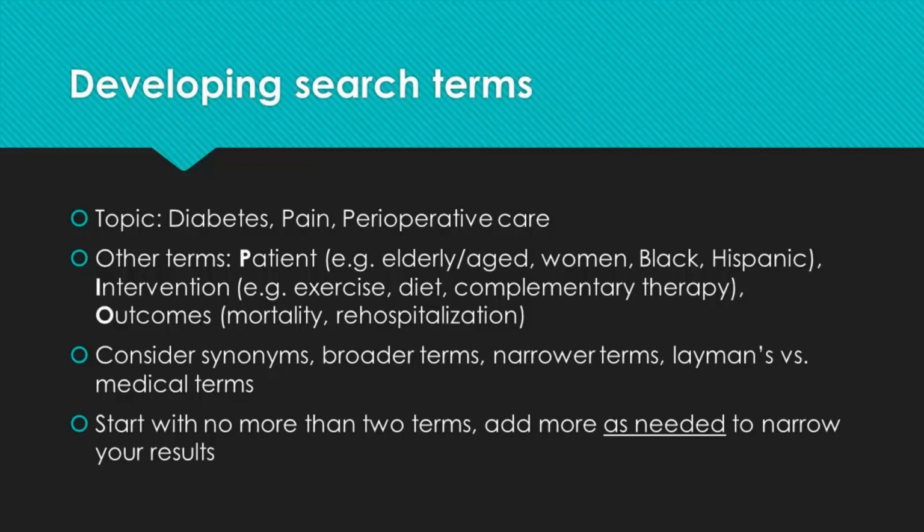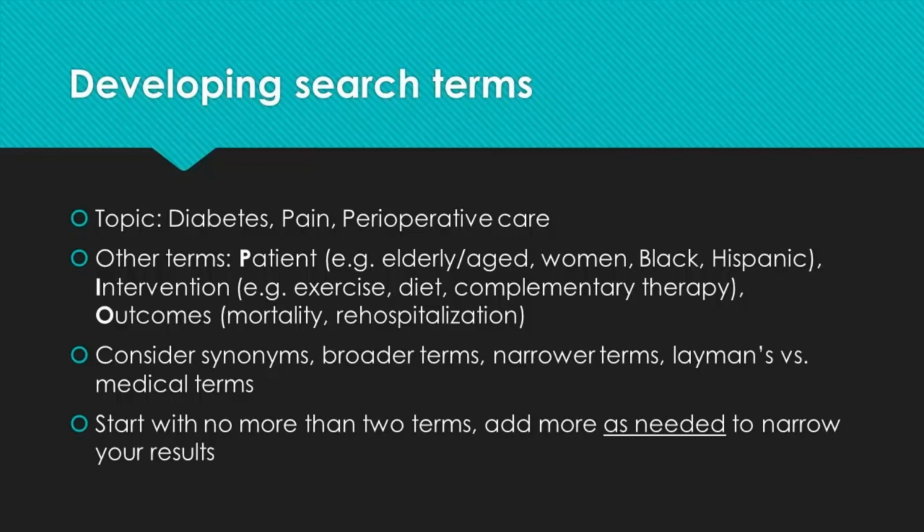In addition to your topic search term, you'll need to add at least one other search term to narrow your results. You can use elements of a PICO question to come up with additional terms. For example, you could choose a term related to population, such as men or women, certain age groups, or ethnicities. Be sure that you're not using pregnant or postpartum women or children as your population group.